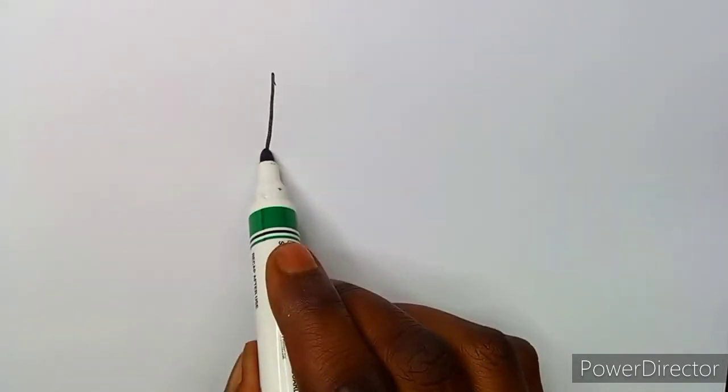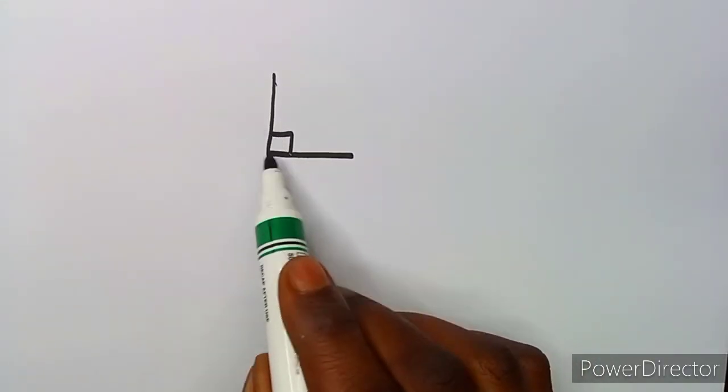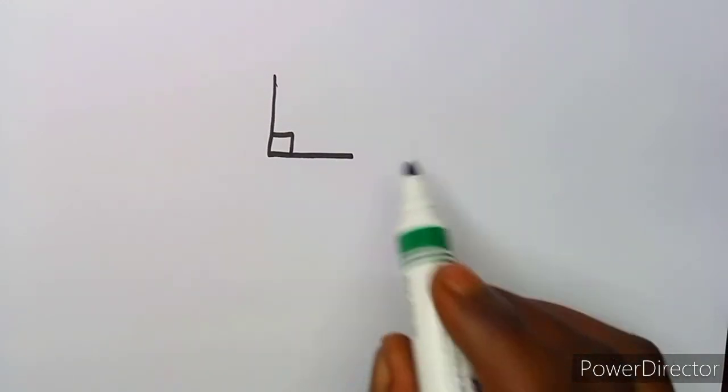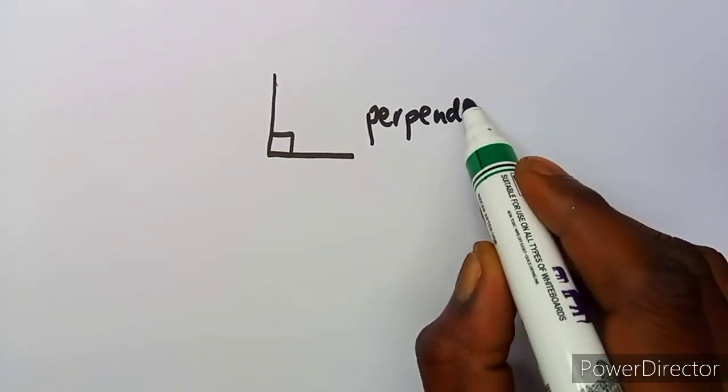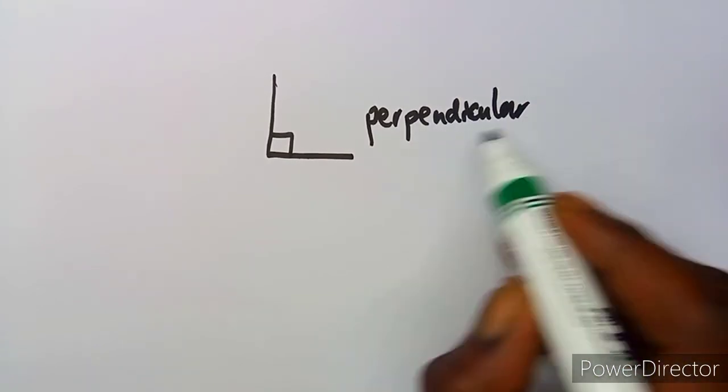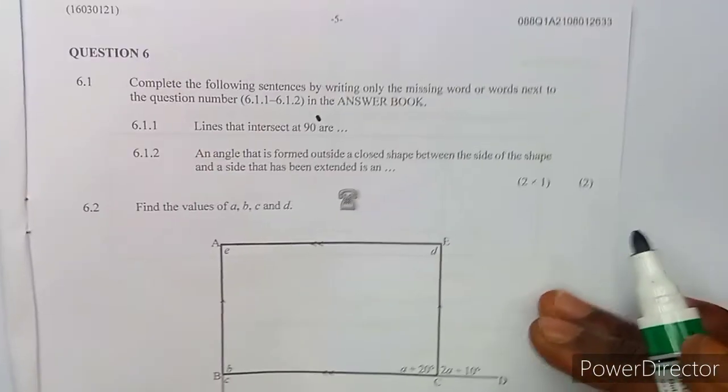Where do we get this rule? When two lines intersect at 90 degrees like that, they are perpendicular. So these ones are perpendicular. They are perpendicular to each other.